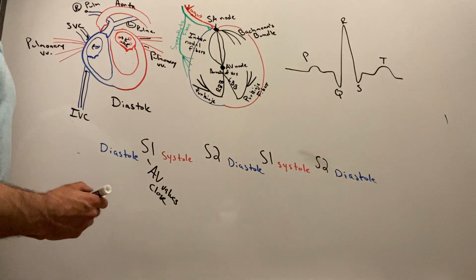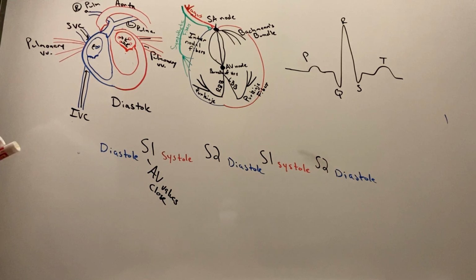And ideally, they're snapping shut at the same time. It's not a split S1, it's a normal S1. So after the atria contract, they push all their blood into the ventricles. So why haven't the ventricles contracted yet?